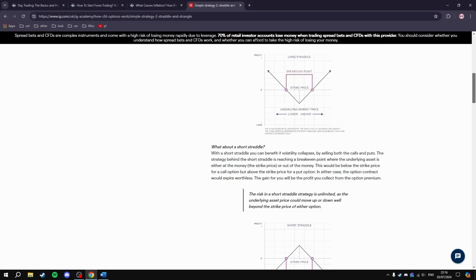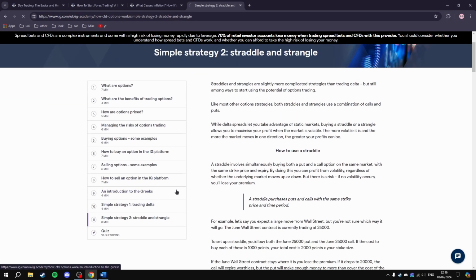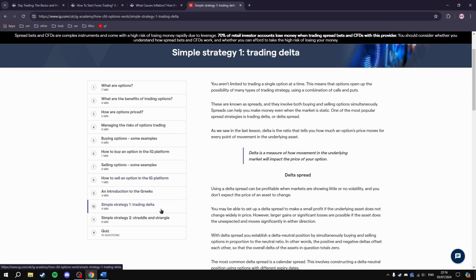So in the last episode we went through simple strategy 1, trading the delta. So we aren't limited to trading a single option at a time. The options market opens up the possibility of many types of trading strategy using a combination of calls and puts options. These are known as spreads, and they involve both buying and selling options simultaneously. Spreads can help you make money even when the market is static. And one of the most popular spreading strategies is trading the delta, or delta spread.